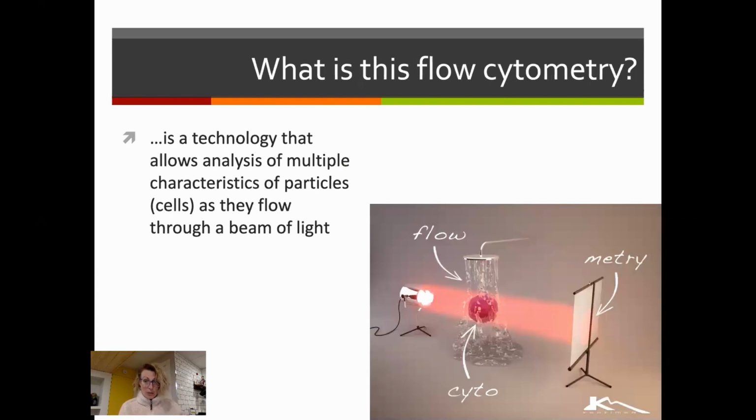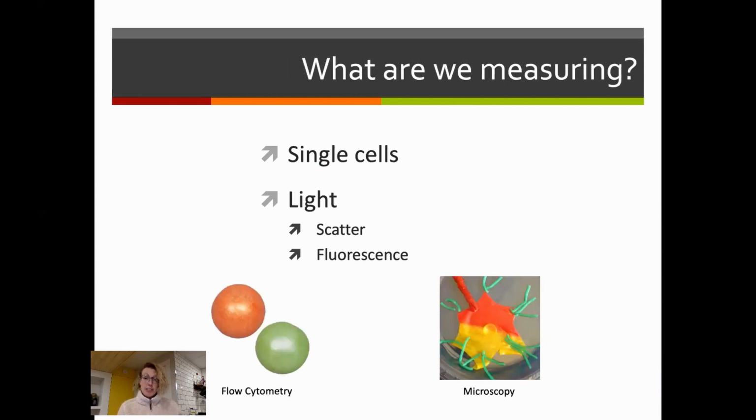Now, today we're mostly focused on flow cytometry, so let's dive into this a little bit more. So what is flow cytometry? Well, breaking down the name, metry is the measurement, cyto, of cells, flow in a fluid flow. So flow cytometry is the measurement of cells in fluid flow and is a technology that allows analysis of multiple characteristics of particles or cells as they flow through a beam of light. When we look at flow cytometry, we're generally measuring or looking to measure single cells, and we're looking at the light that we get from these cells. So this can either be the scatter properties or the fluorescent signatures, and we'll talk more about this in a little bit.